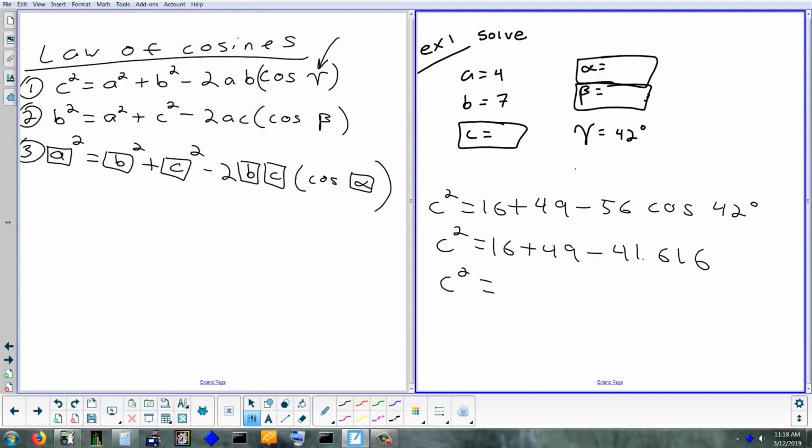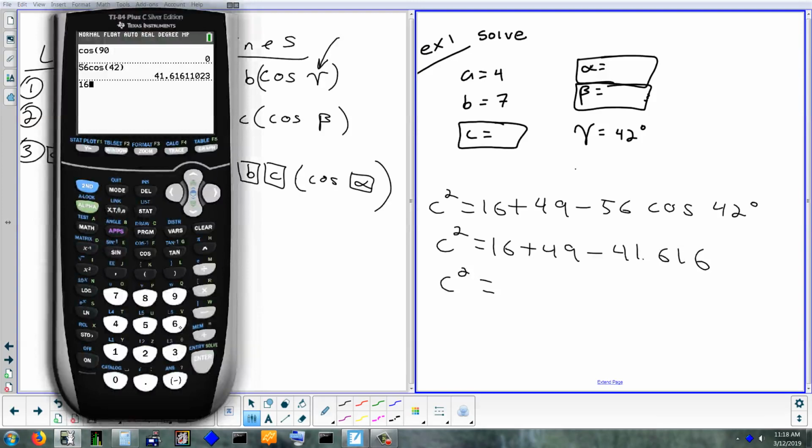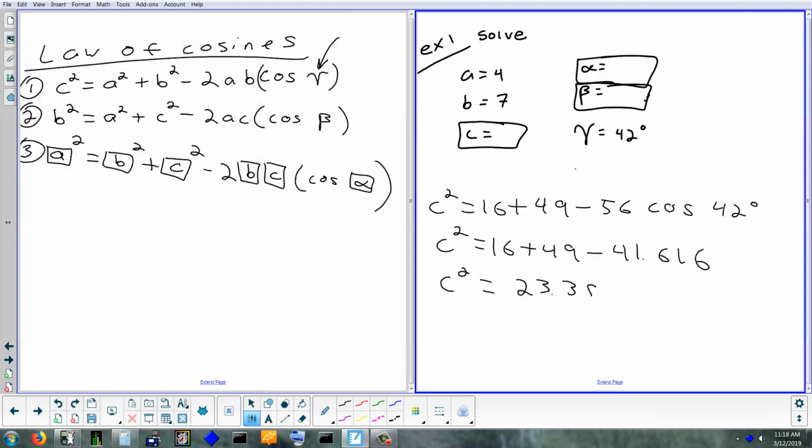Now you do addition and subtraction in order from left to right. So now you can just take that whole thing in. So we got 16 plus 49 minus 41.616 gives me 23.384. This should technically be approximate because we rounded it. It's not an exact answer.